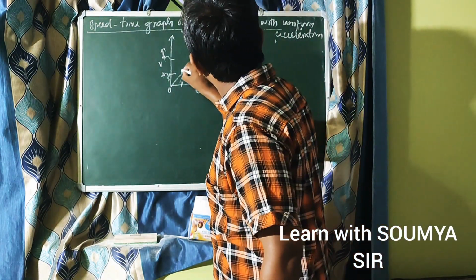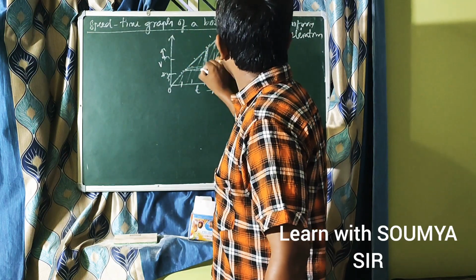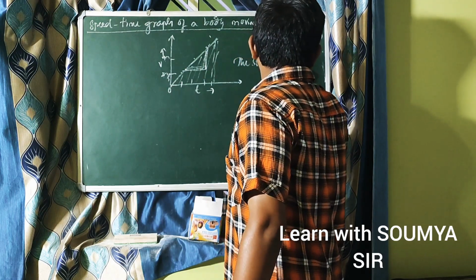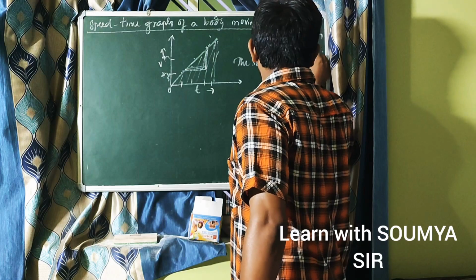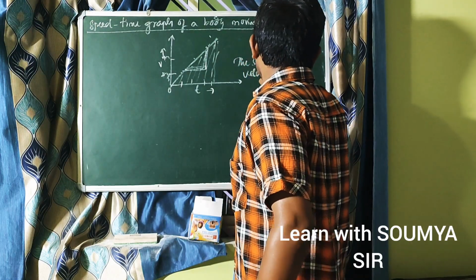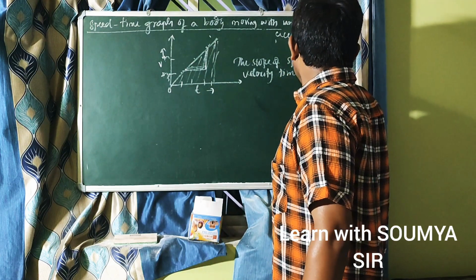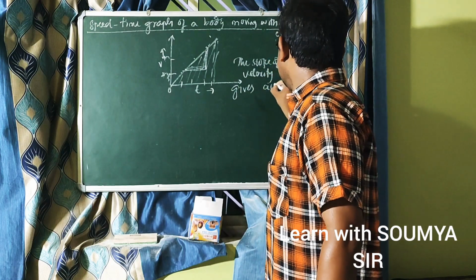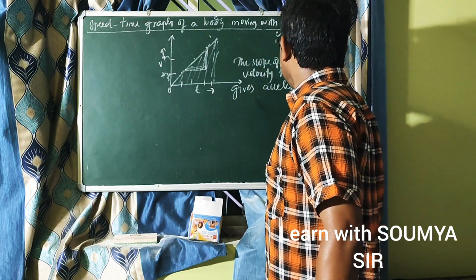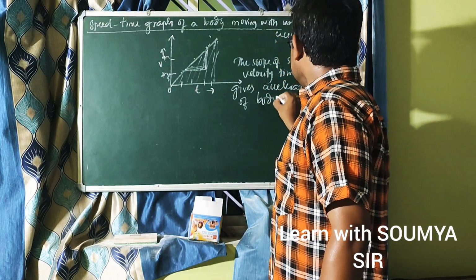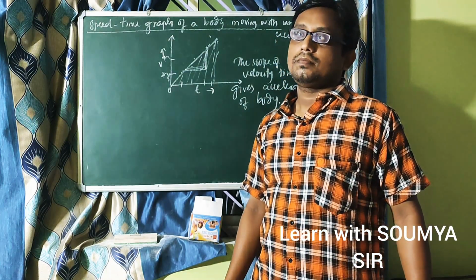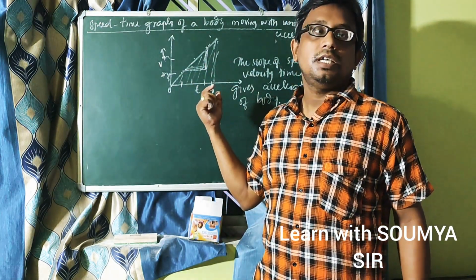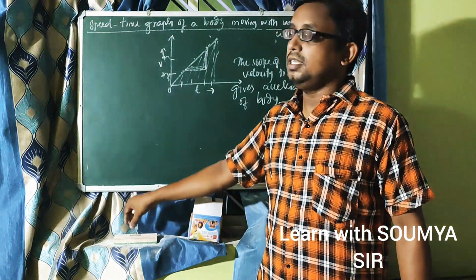And if we find the slope here, like the distance time graph, the slope of a speed or velocity time graph gives the acceleration of the body. If we find the slope of the speed or velocity time graph, we can find the acceleration of the body.